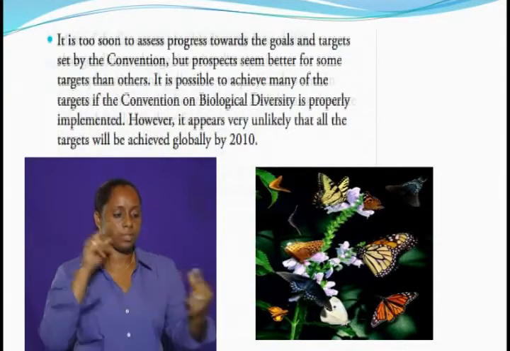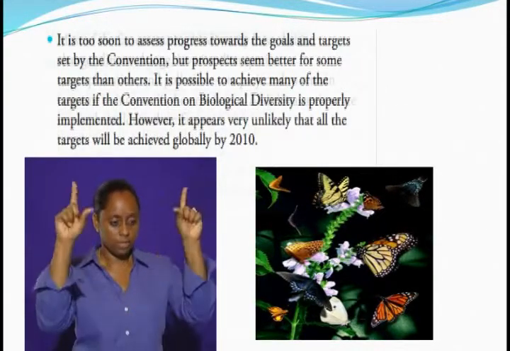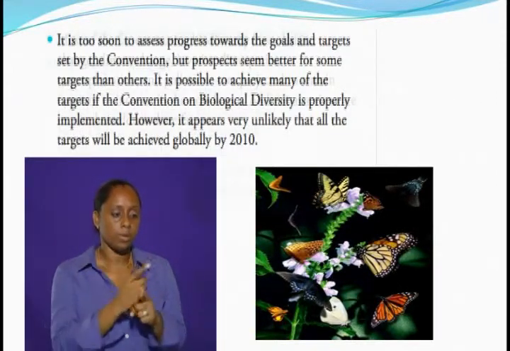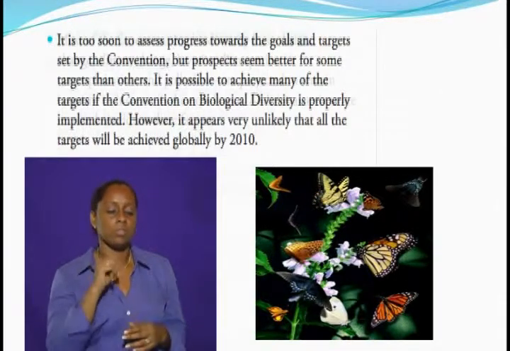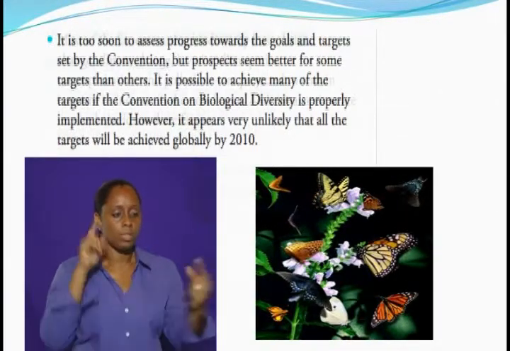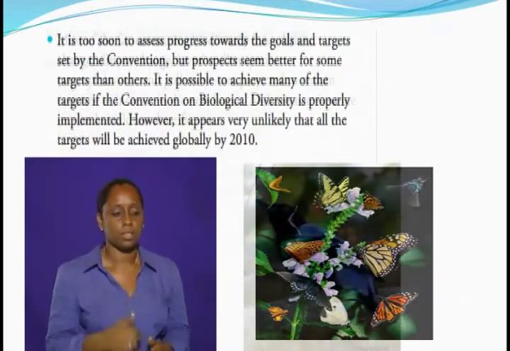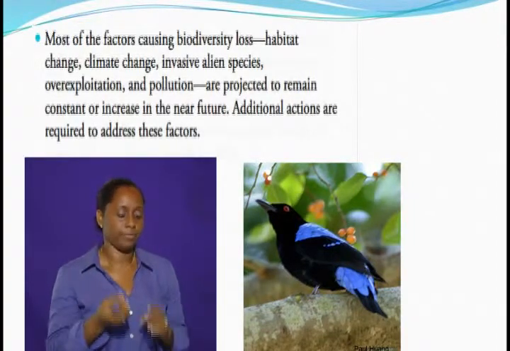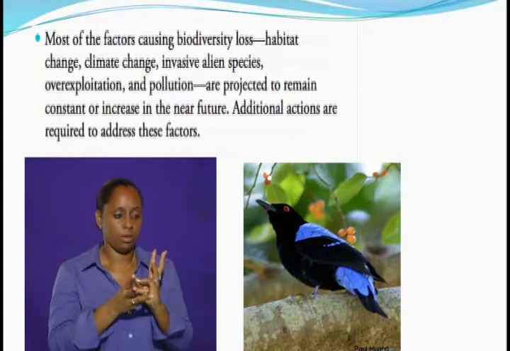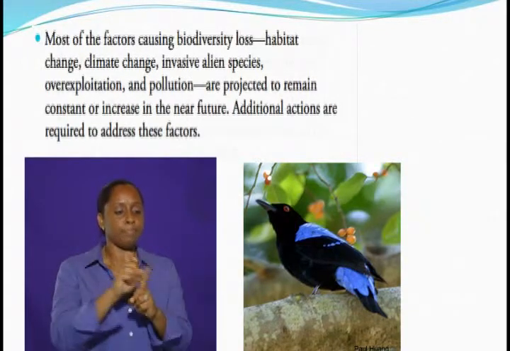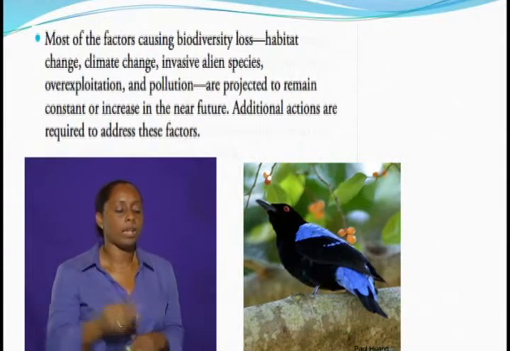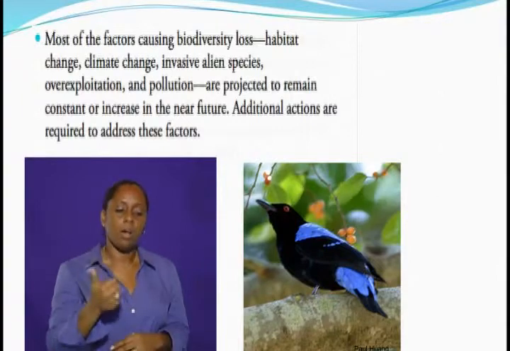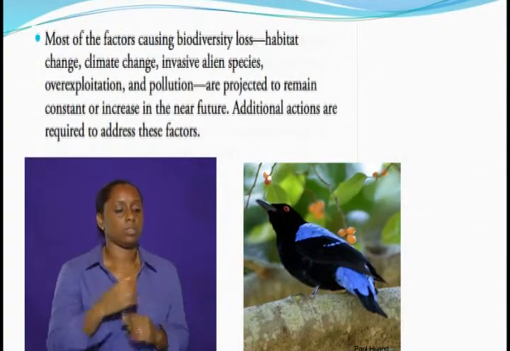It is possible to achieve many of the targets if the Convention on Biological Diversity is properly implemented. However, it appears very unlikely that all targets will be achieved globally by 2010. Most of the factors causing biodiversity loss, habitat change, climate change, invasive alien species, overexploitation, and pollution are projected to remain constant or increase in the near future. Additional actions are required to address these factors.